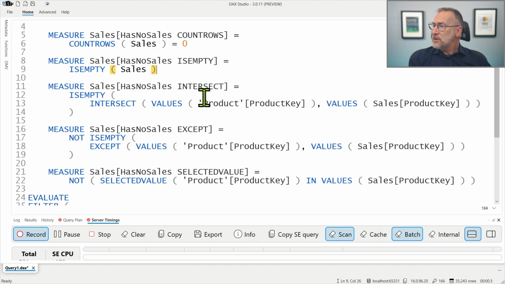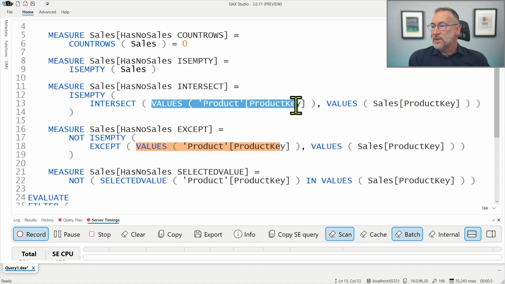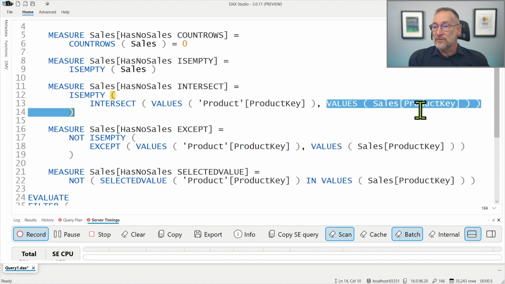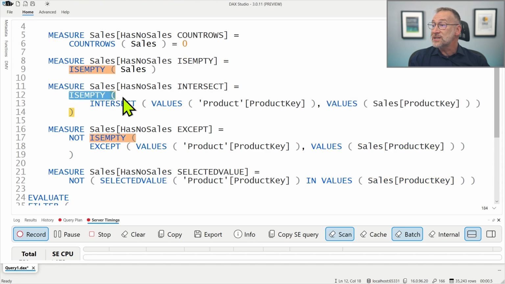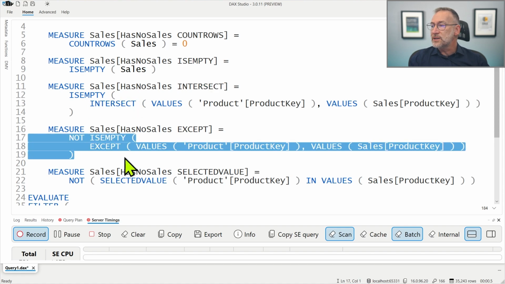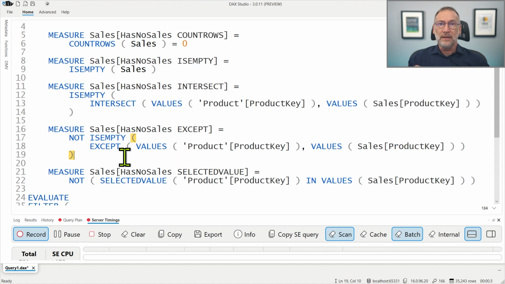But then we have other three different versions that are a bit more intricate, but maybe they produce a better performance. One is to use a set function, intersect, so we check whether the values of the product key and the values of sales product key have any intersection. If there is no intersection, it means that the product has no sales. So if the intersection is empty, it means that there are no sales. Intersect is going to be solved by the formula engine, but maybe performance will be good. Then we have another version that instead of using intersect uses except. Maybe, again, except is faster than intersect. We don't know, we need to test it.